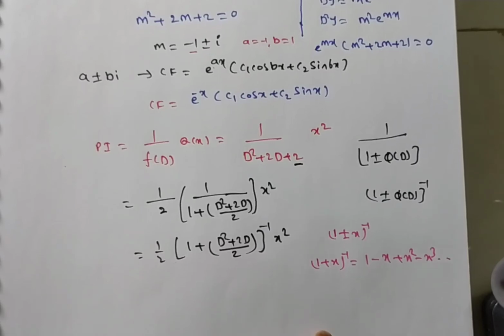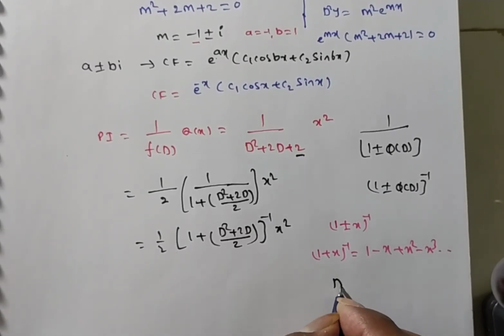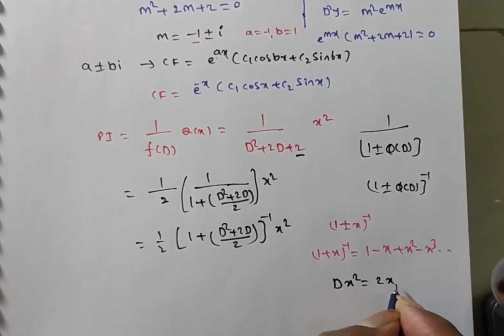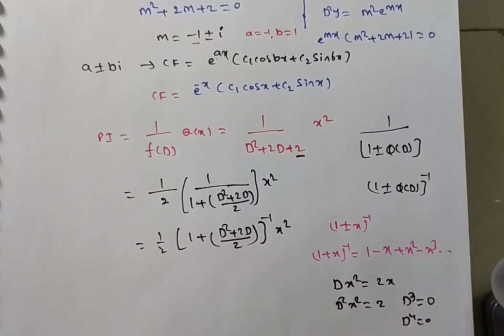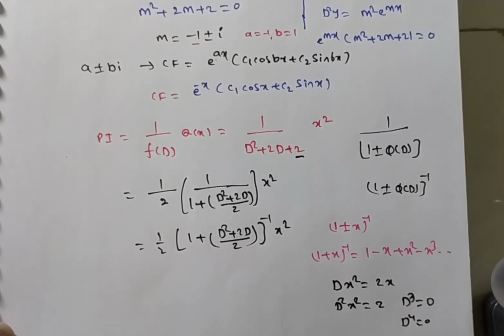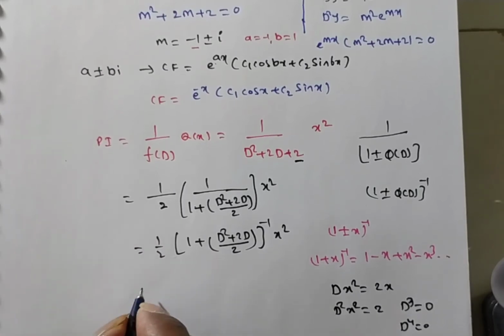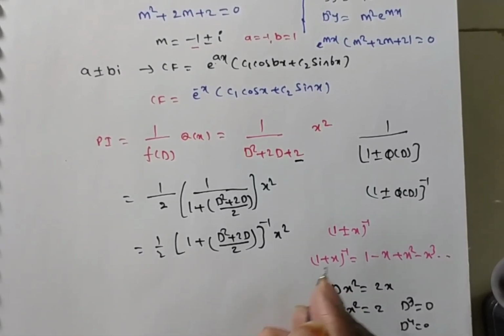Why? Now I am going to explain. You see, what is the derivative of x square? 2x. Next, D square of x square is 2. D cube of x square is 0. D power 4 is 0. So we are not taking higher powers of 3, 4, 5. Okay. Now this one you can expand by using the binomial.